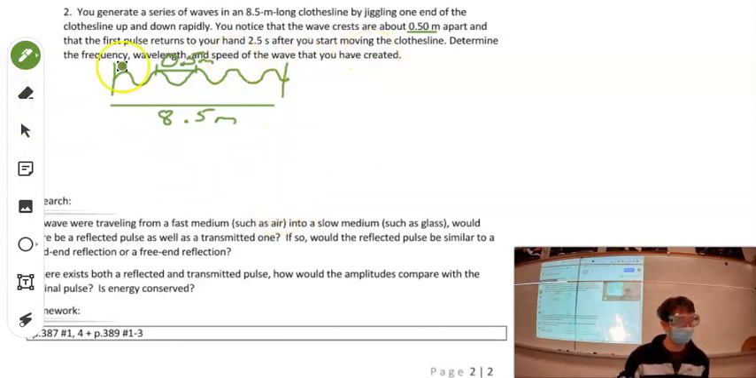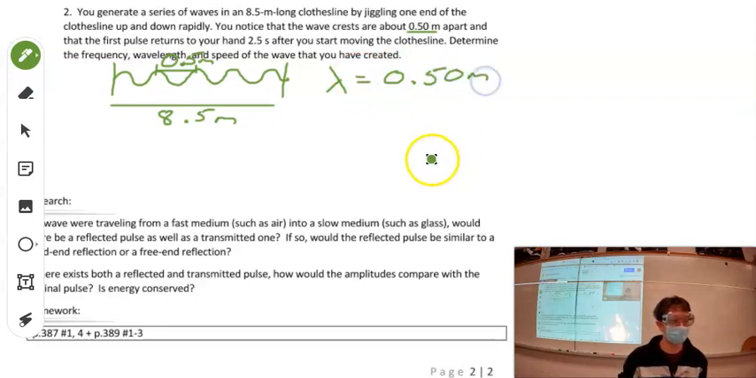So the first question, well, not the first one, but the wavelength we can figure out already, right? Because it tells us crest to crest is 0.5 meters. So the wavelength, therefore, is 0.5 meters. It's already in the question for us. We just had to identify it.